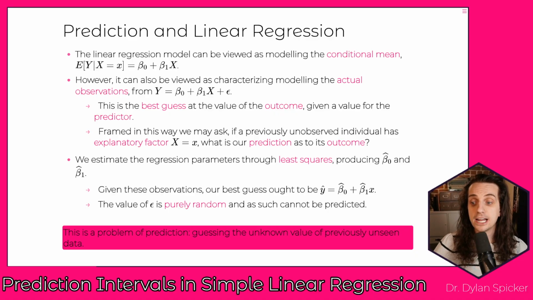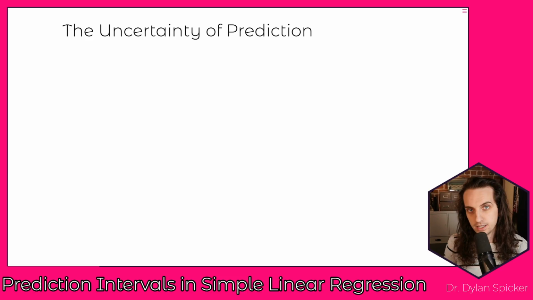We want to guess the unknown value of previously unseen data. Whenever that's what we're trying to do, we're trying to predict. Again, this is substantively different from trying to estimate the value of a parameter from an unseen distribution. Instead, we're trying to guess specific values in our data or data that we have not yet observed. Okay. So if we think about this as being separate from estimation, we might also want to quantify our uncertainty in prediction.